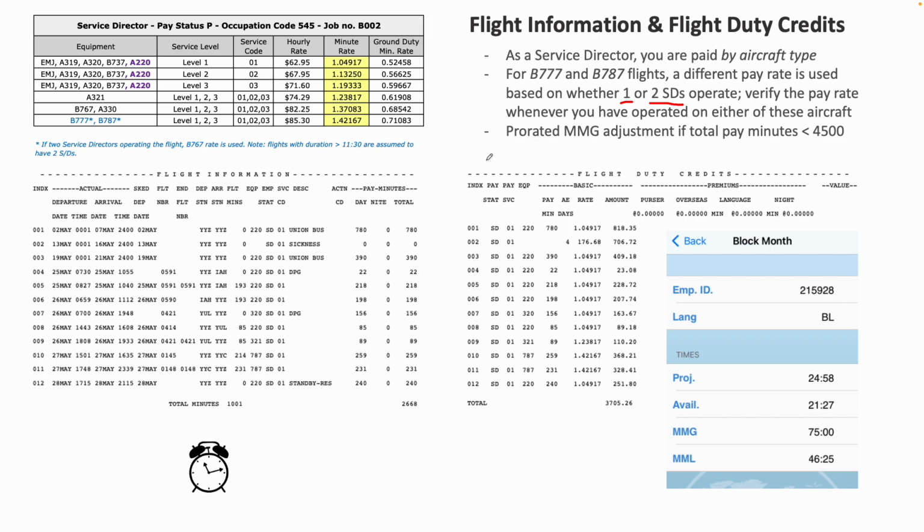Essentially, what happens if you are one of two service directors on a 777 or a 787, as per the blue starred note from the rate of pay document, the 767 rate is used instead. So it's essentially just one small step down the scale. So for the rates in effect as of April 1st, 2023, that would mean making $82.25 an hour, as opposed to making $85.30 an hour. So a little bit less. But definitely something to pay attention to.